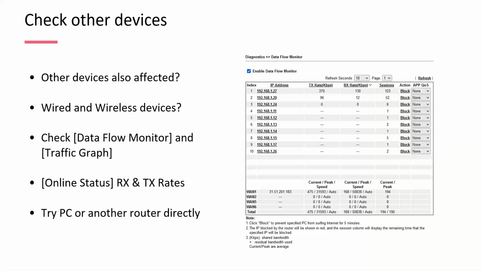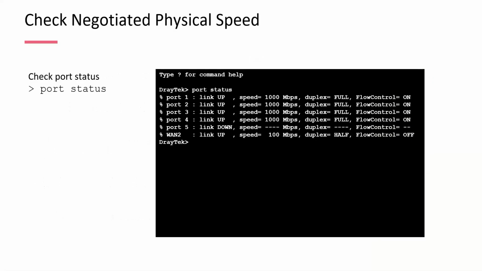Also, one thing you can try is connecting a PC or another router directly to the connection, just as a sanity check to try and identify whether it's related to the router or not. A common thing that we've seen is sometimes the negotiated speed with the connection. So that's an important thing to check.